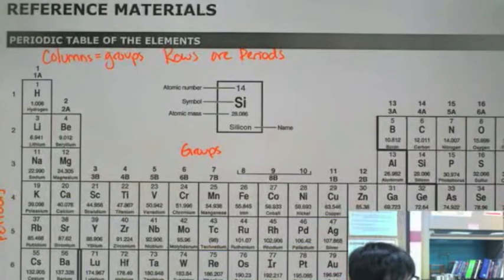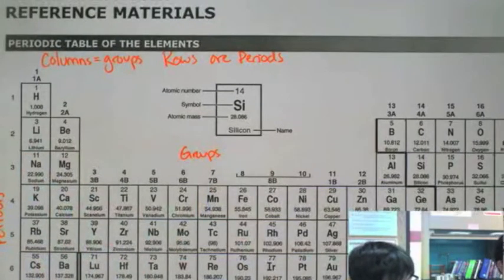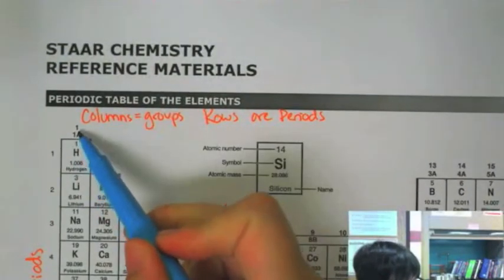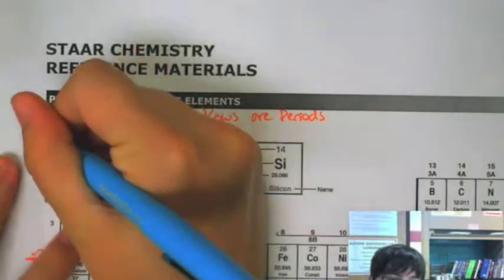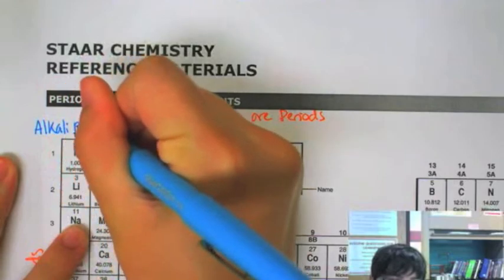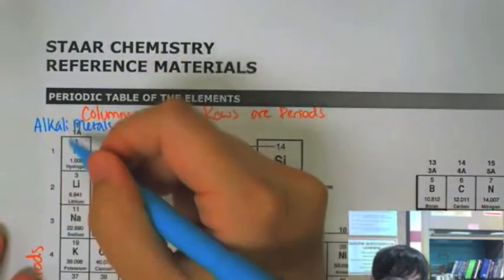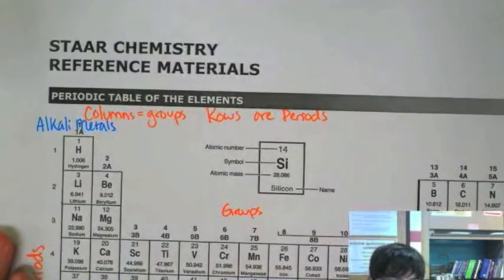So we have to name these groups, right? Then we're going to name the elements that have similar properties. These guys, we call this group 1, right? Mm-hmm. It's got a 1 right there. Group 1 is the alkali metals. And these guys here, they are very, very, very reactive metals.